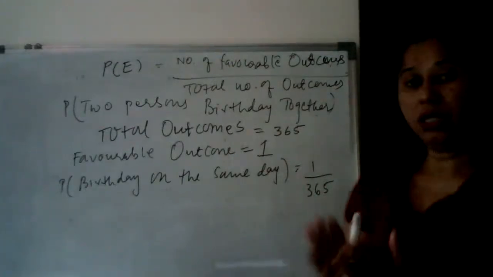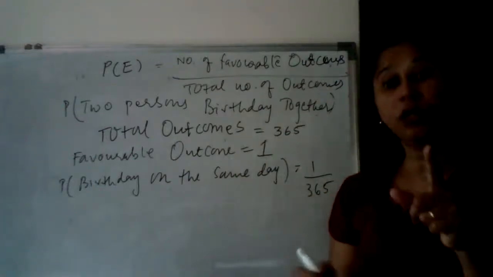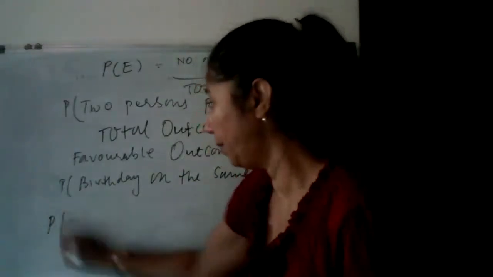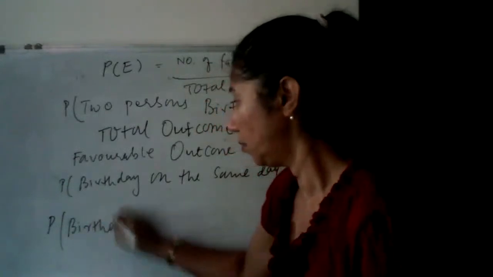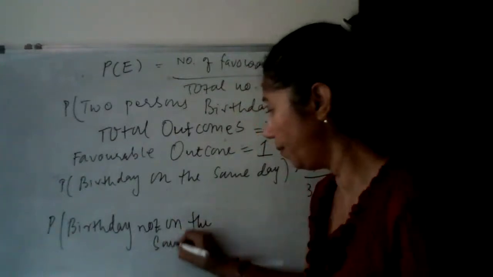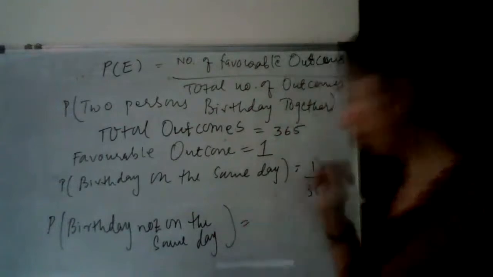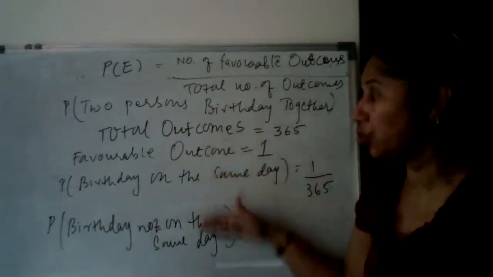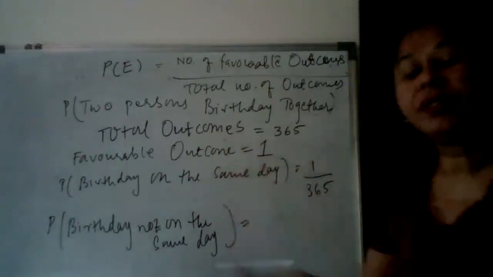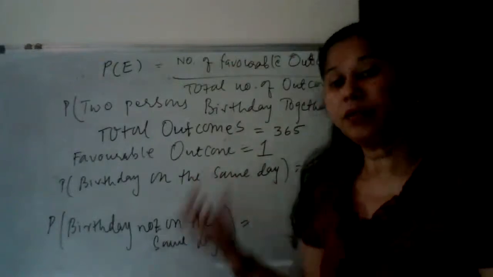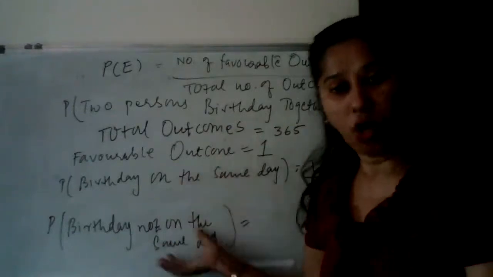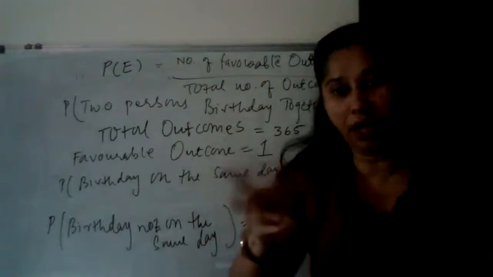Now the reverse of it, the opposite of it, or statistically the complement of it: what is it? The birthday is not on the same day. I hope you got this. So may I say these two are complements of each other, right? If your birthday comes on the same day, then definitely it cannot be on a different day. And if the birthday is not on the same day, it has to be on a different day. I hope that is understood.